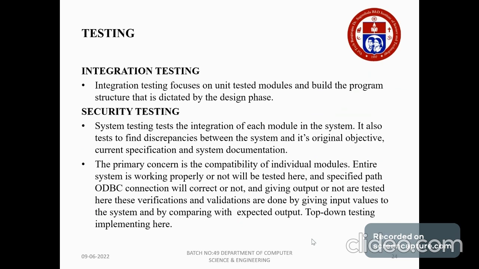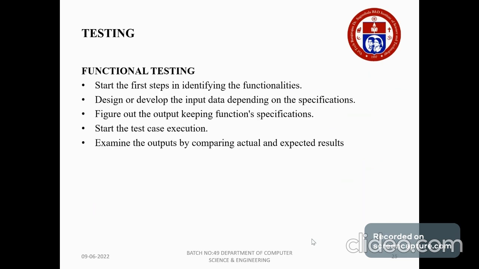Security testing also tests the security models, such as whether the ODBC connection is correct and gives the output or not. These verifications and validations are done by giving input values to a system and comparing with the expected output. Top-down testing is implemented here. In functional testing, there are steps: first identify the functionalities, design or develop the data depending on the specifications, figure out the output keeping the functional specifications in mind, start the test case execution, and examine the outputs.